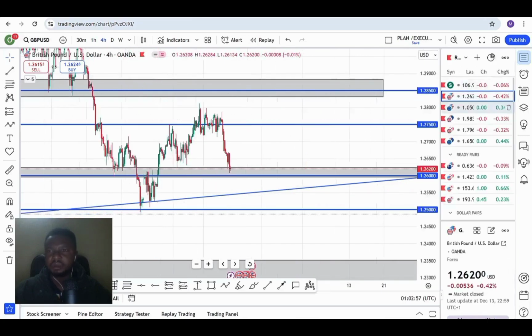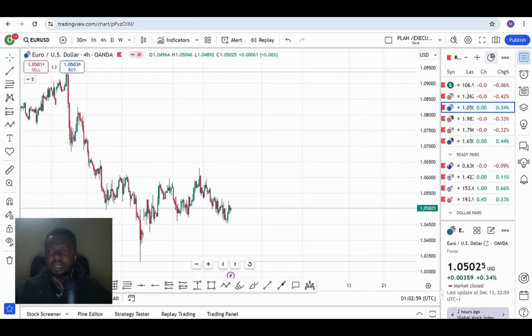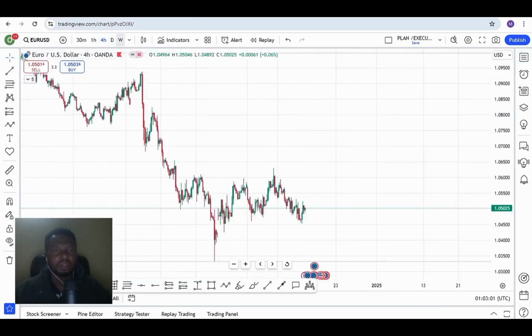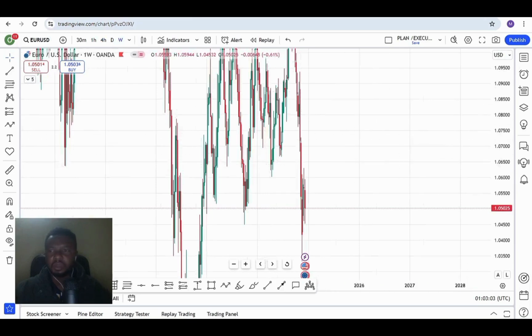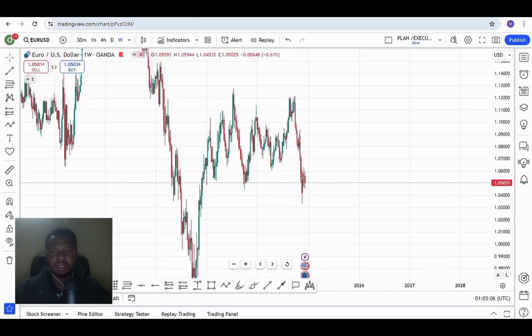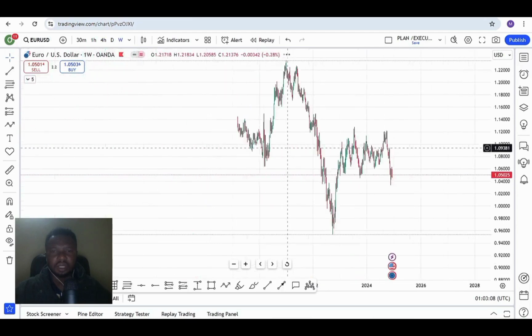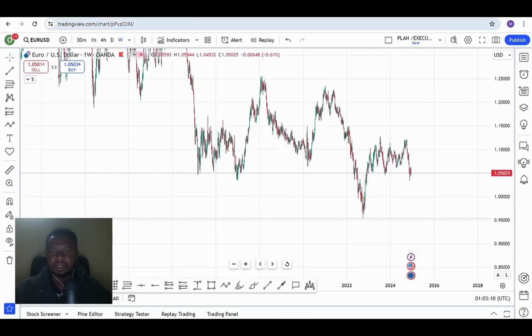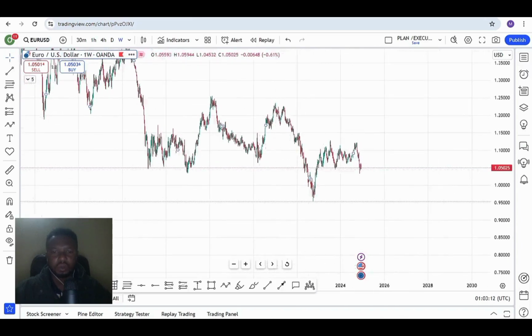Next on my radar will be EUR USD. EUR USD from the weekly time frame, and as we can see, price is currently selling, moving to the downside. The overall trend is sell. How do we know?